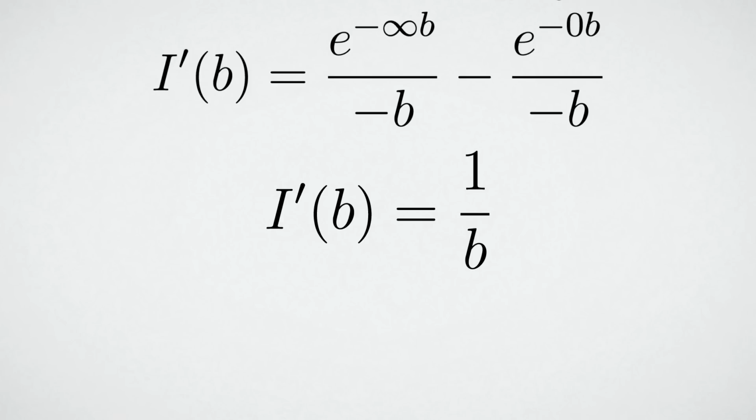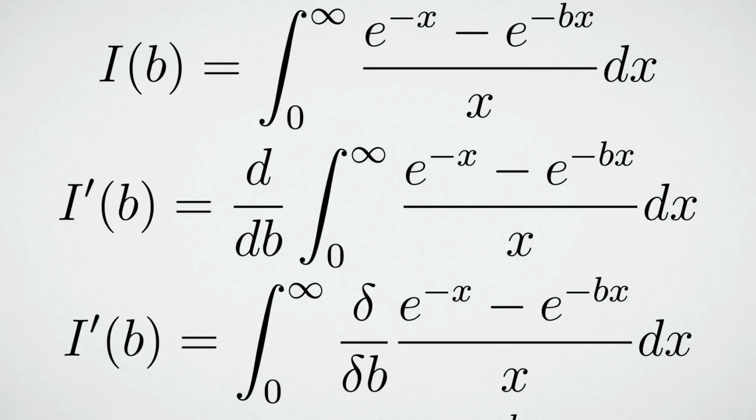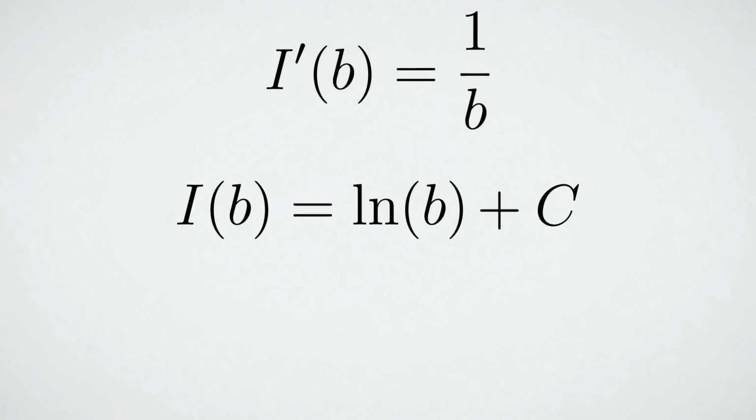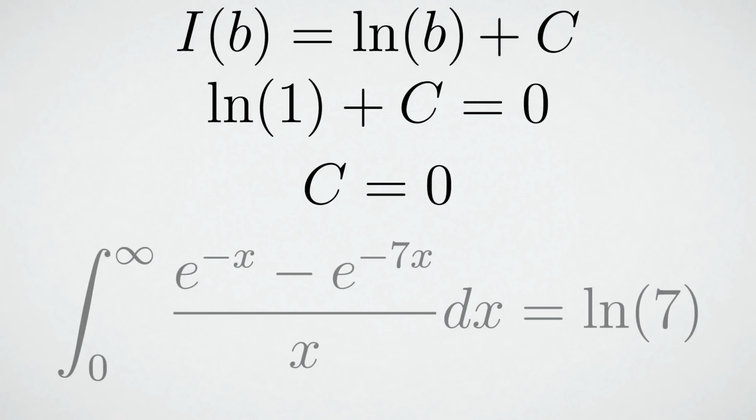Quickly integrate and we find that I of b equals the natural log of b plus c. So, how can we find c? Well, what value of the original integral can we find out? We can see that if b equals 1, then the numerator is always 0, making the integral 0 as well. Using this, we know that the natural log of 1 plus c equals 0, or c equals 0. Last step, we know that instead of b in the original equation, we had 7. So, to find the value of the integral, we simply find the natural log of 7. And we're done.